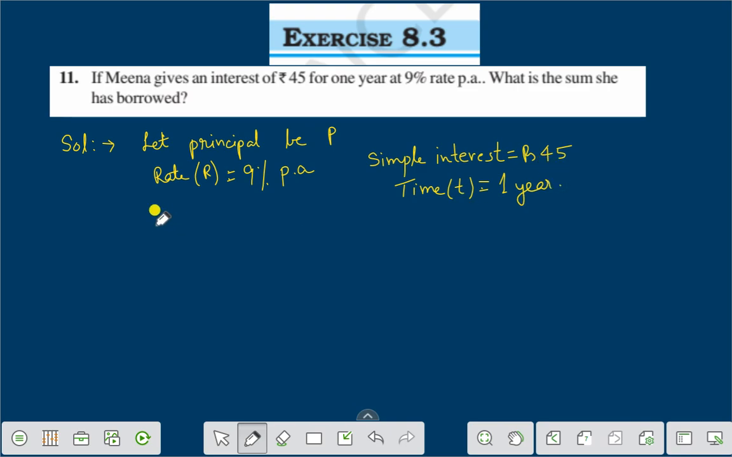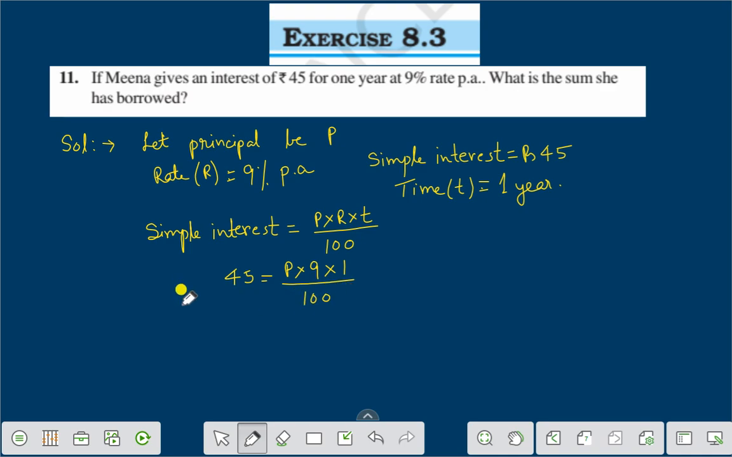We know that simple interest is equal to PRT by 100, P into R into T by 100. What is simple interest? Simple interest is 45. 45 is equal to, we take principal as P into rate of interest, that is 9%, 9 into T is 1 year, that is 1 by 100.